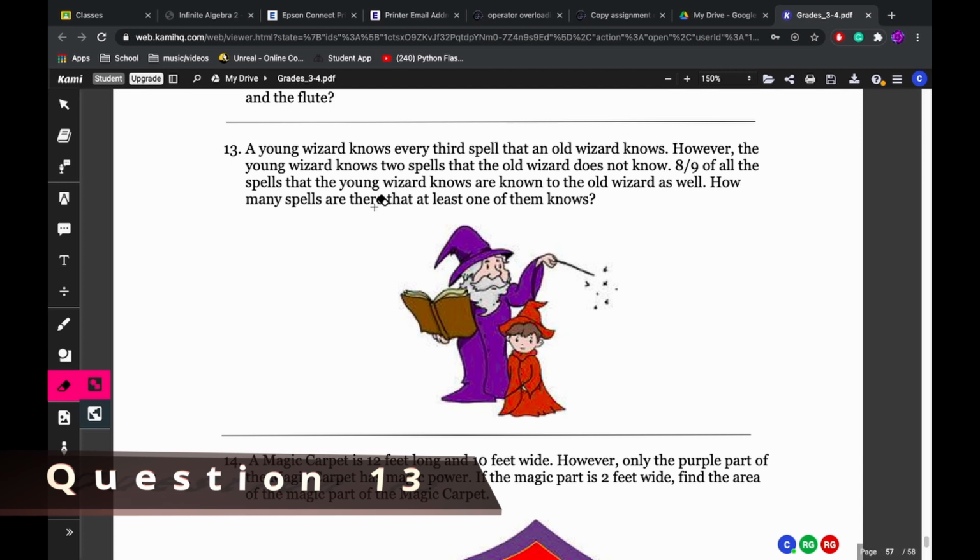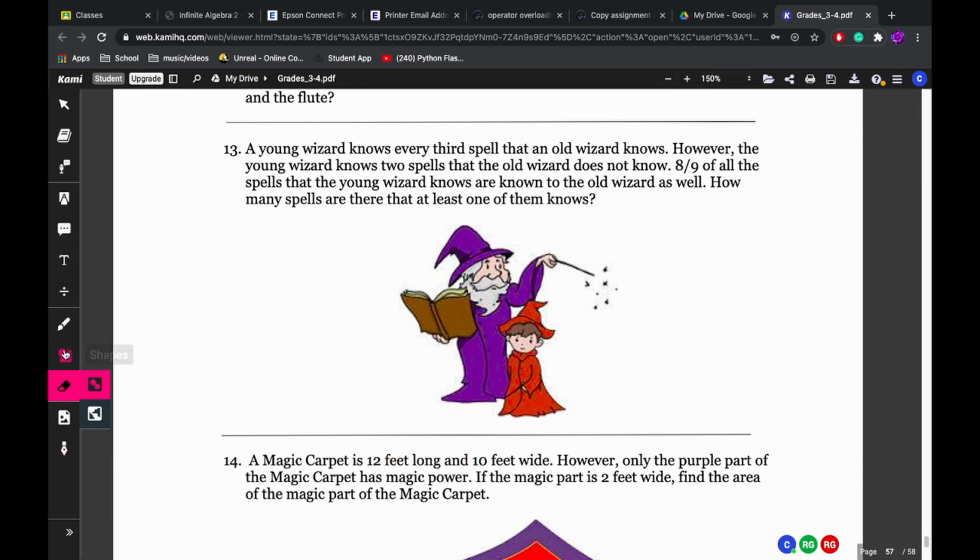So a young wizard knows every third spell that an old wizard knows. However, the young wizard knows 2 spells that the old wizard does not know. 8/9 of all the spells that the young wizard knows are known to the old wizard. How many spells are there that at least one of them knows?